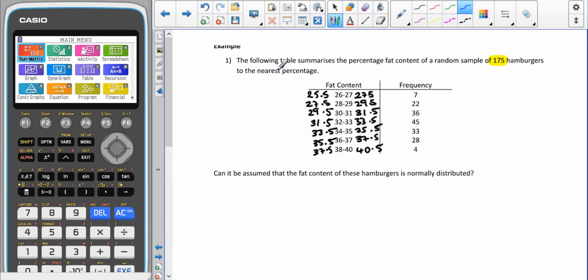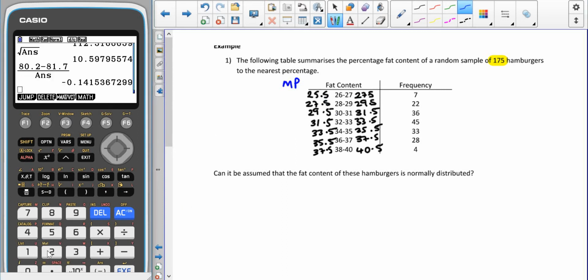Because I haven't been given the mean or standard deviation, I'm going to use the midpoints to be able to find an estimate for my mean. Remember that if you can't decide what the midpoint of two values is, then you can always go to the normal part of your calculator, add together the two endpoints of the interval, and then divide that by 2. And that would give us our midpoint.